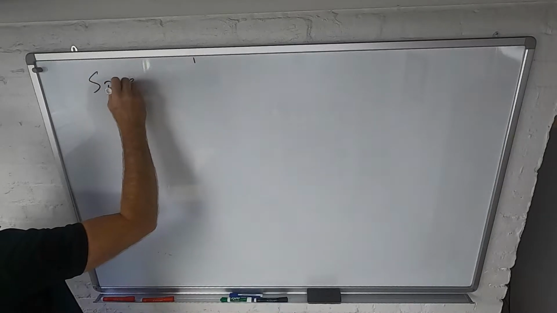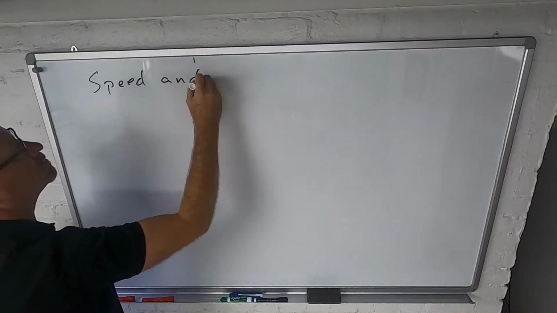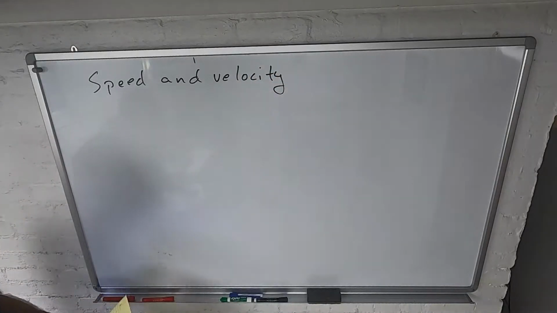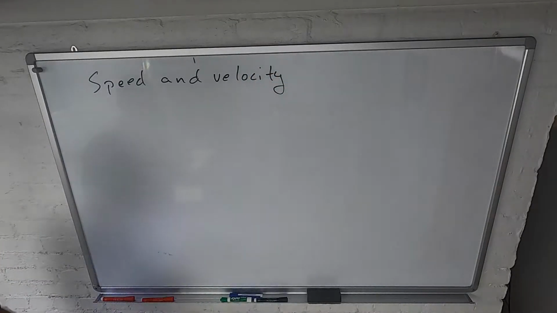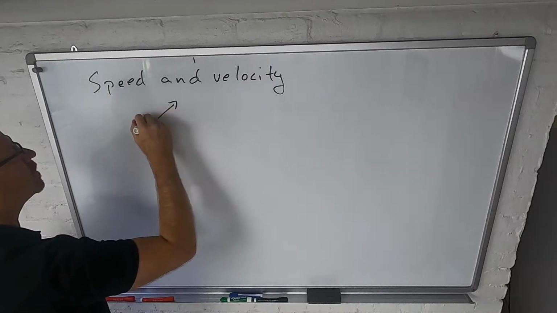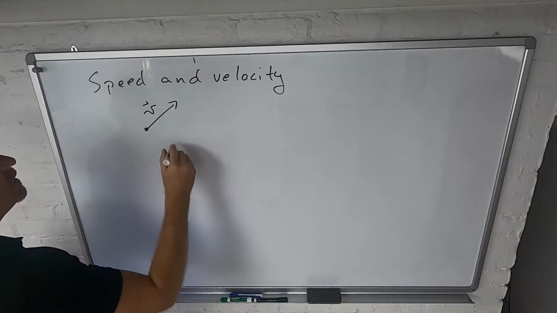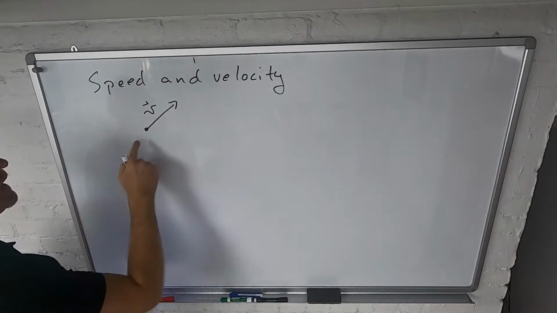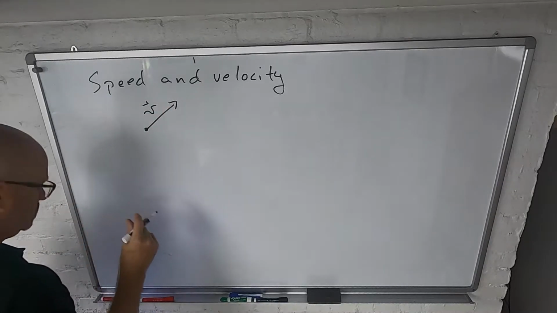So now, speed and velocity. Like I said, velocity is a vector quantity. So here's a vector. We'll call it v. It has magnitude, the length. It has direction, the orientation.